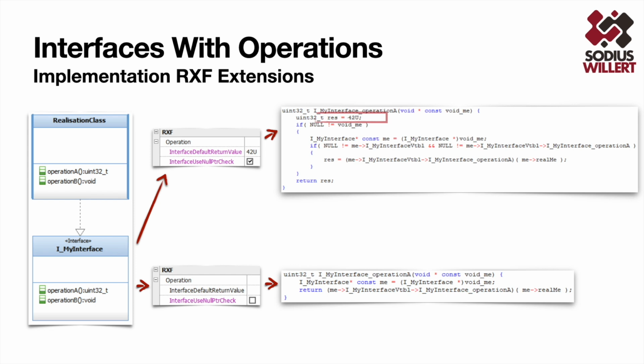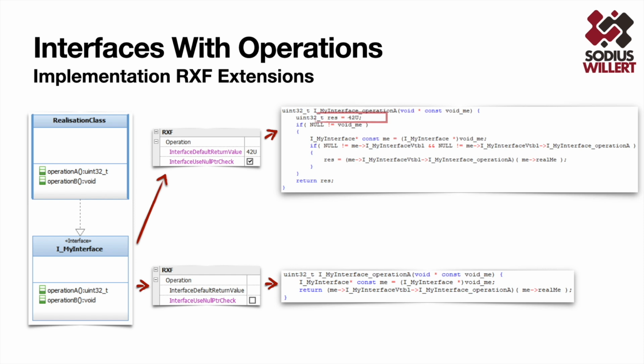Furthermore, there are new features for interface operations. With the property interface default return value, it can be set which value should be returned if an association to an interface is not initialized. Thus, one can prevent an undefined value from being returned, since in some cases the variable res is not initialized correctly. Also, one can switch off the null pointer checks using the property interface use null pointer check, so that without examination the realizing operation is called, to realize a faster operation call.